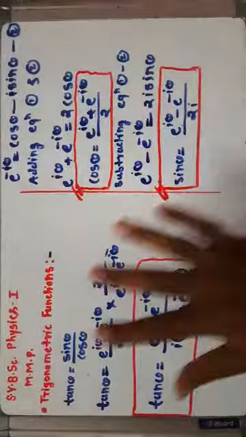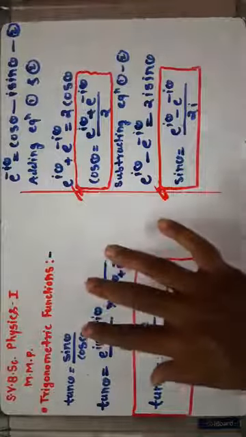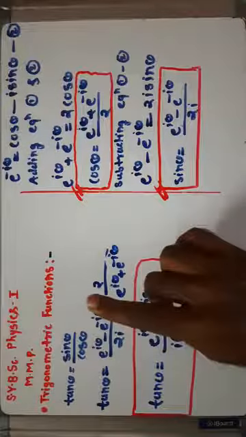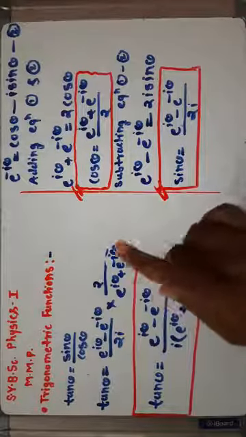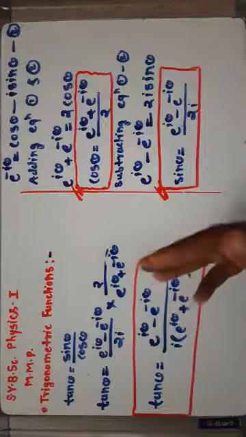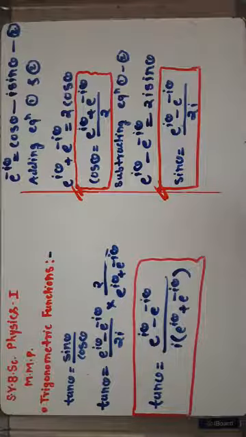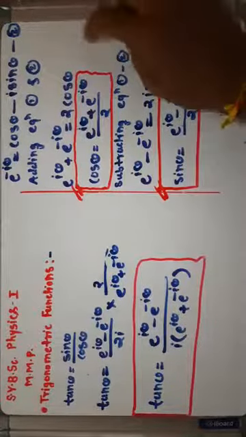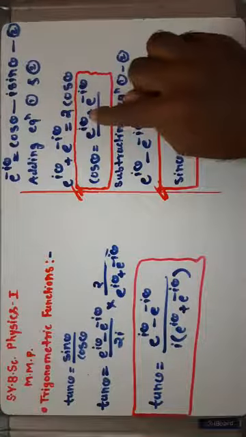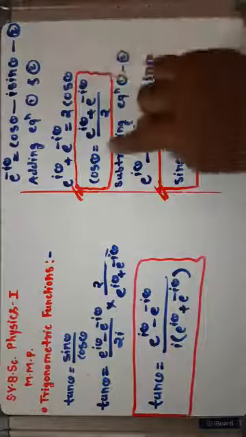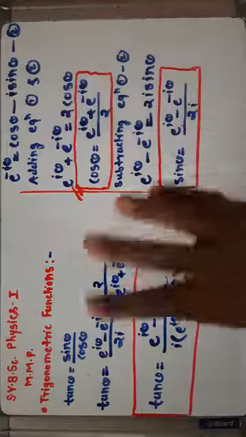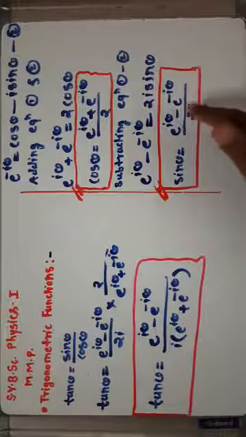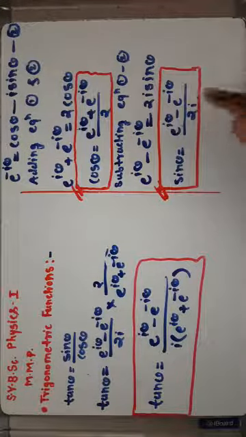You must remember all these trigonometric functions. We already use Euler's formula, that e raised to i theta is equal to cos theta plus i sin theta. Then we replace theta by minus theta, which gives equation 2. Adding equations 1 and 2, we get cos theta is equal to e raised to i theta plus e raised to minus i theta divided by 2. Subtracting equations 1 and 2, we get sin theta is equal to e raised to i theta minus e raised to minus i theta divided by 2i.